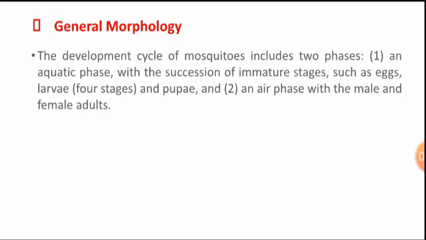Let's talk about general morphology. The development cycle of mosquitoes includes two phases. First phase, an aquatic phase with the succession of immature stages such as eggs, larvae, and pupae. And second phase is an air phase with the male and female adults.